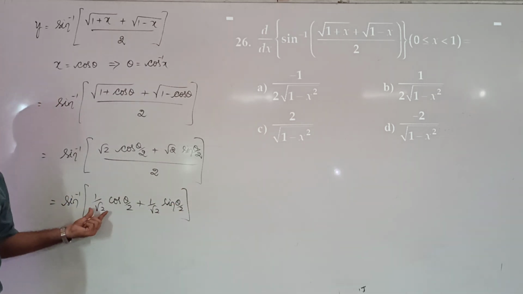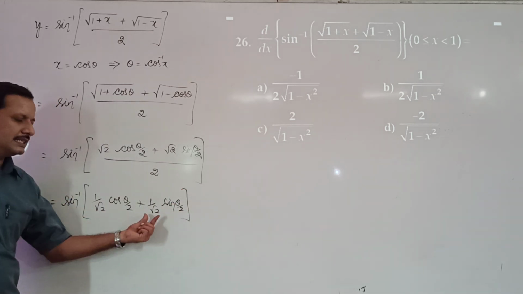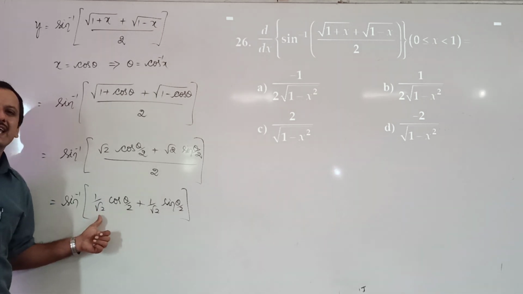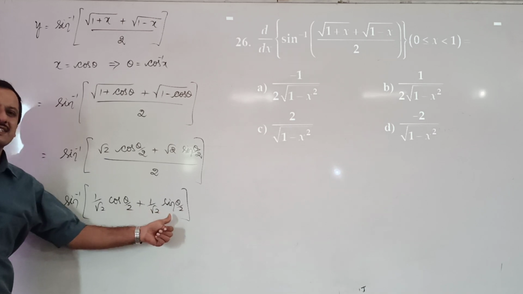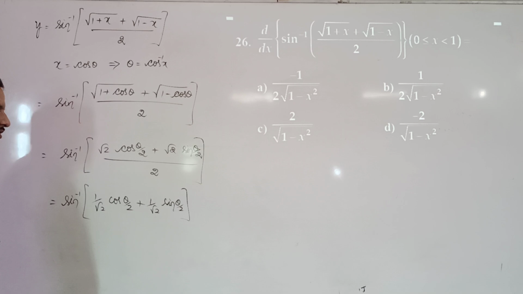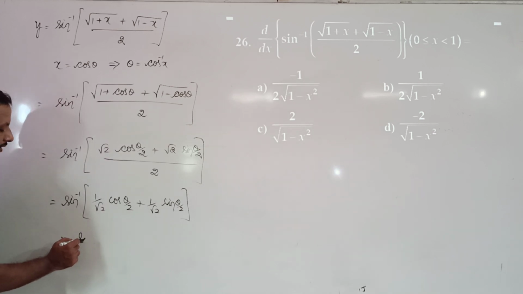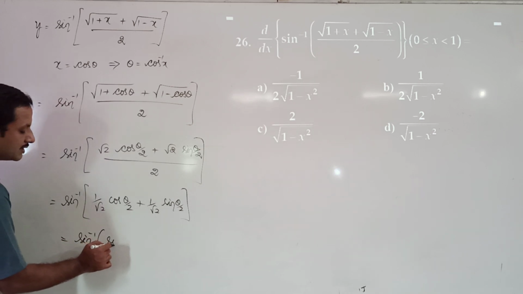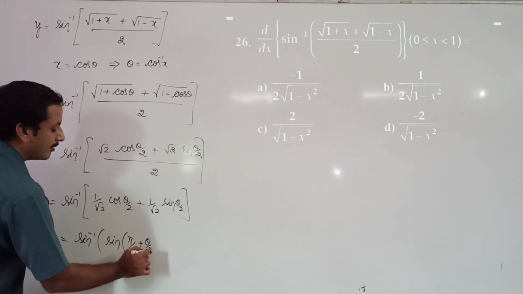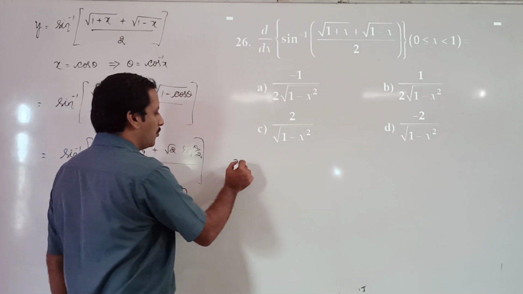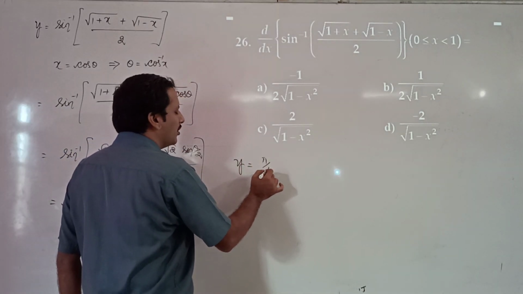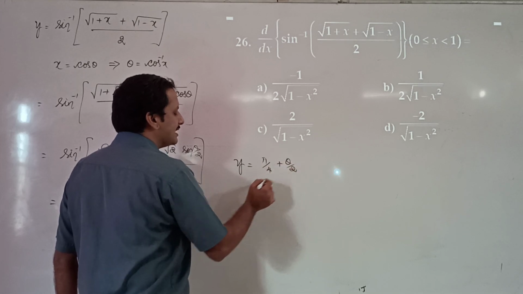Now I will write 1 by root 2 as sin pi by 4, and this 1 by root 2 as cos pi by 4. Then it is of the form sin A cos B plus cos A sin B, which will be equal to sin of A plus B. This will give you sin inverse of sin of A plus B, meaning pi by 4 plus theta by 2, which means y is equal to pi by 4 plus theta by 2, since sin inverse of sin y is y.